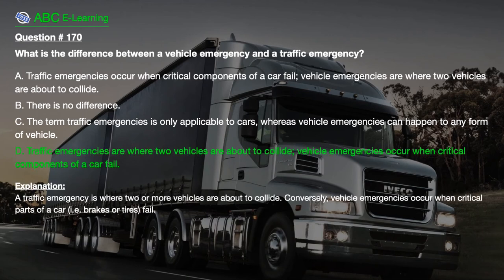The correct answer is here. D. Traffic emergencies are where two vehicles are about to collide. Vehicle emergencies occur when critical components of a car fail. Explanation. A traffic emergency is where two or more vehicles are about to collide. Conversely, vehicle emergencies occur when critical parts of a car, that is brakes or tires, fail.